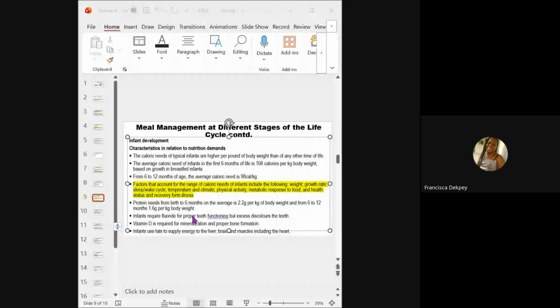And the growth rate, sometimes kids, when they are small like that, they are crawling, they don't do much walking and running about. Their calorie intake may not be much like somebody who is running around, climbing and doing other stuff. Okay. Yes, any other person?